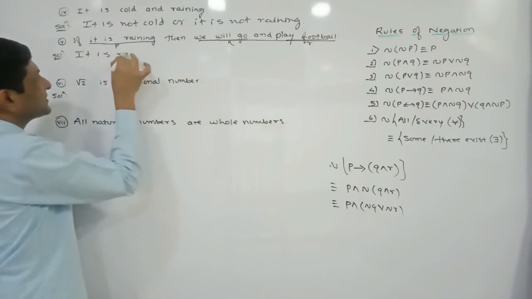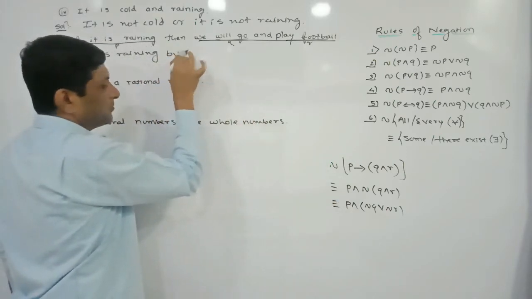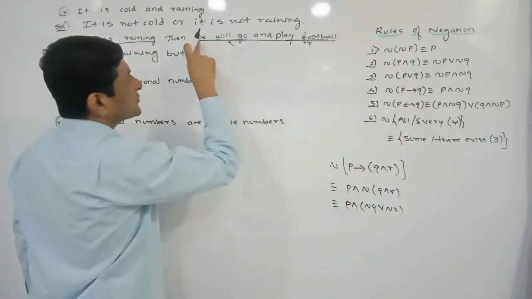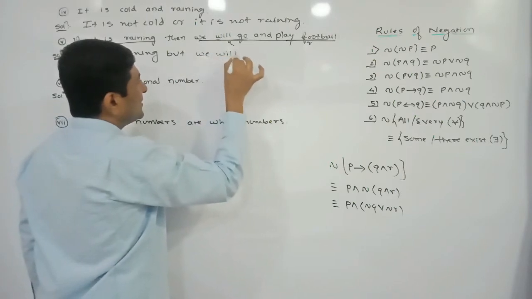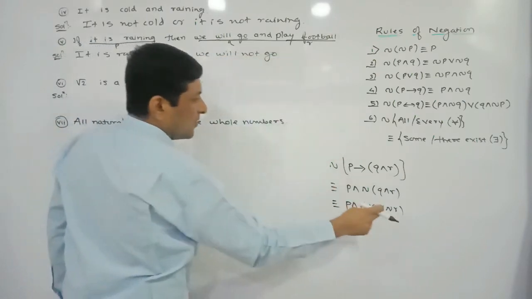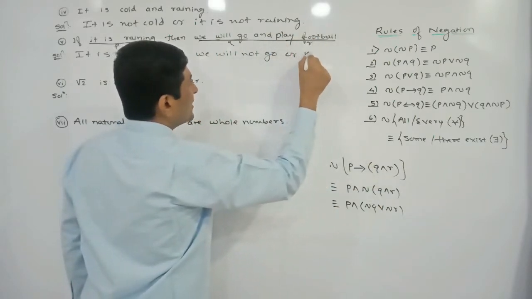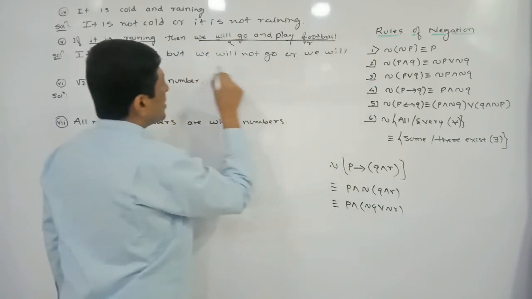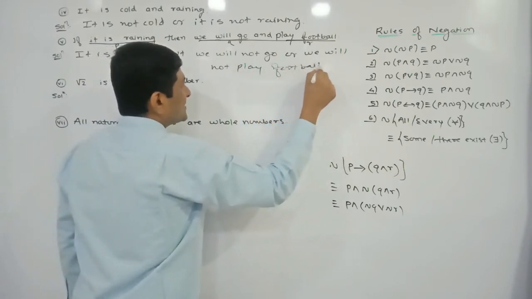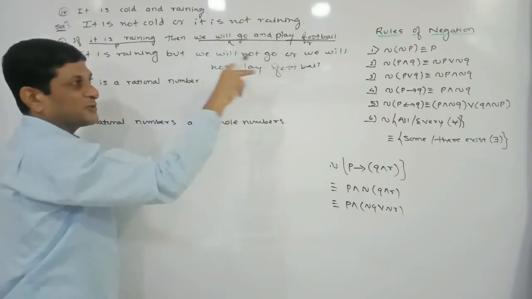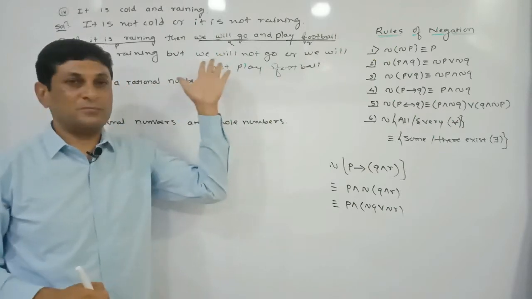It is raining, and, but negation Q: Q means we will go, so we will not go. We will not go, or negation R, which means we will not play football, because R is we will play football, so we will not play football. In this way, using rules of negation, we have got the negation of this implication.